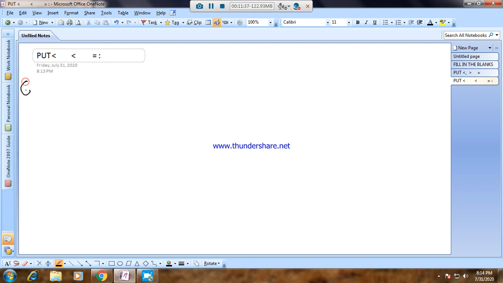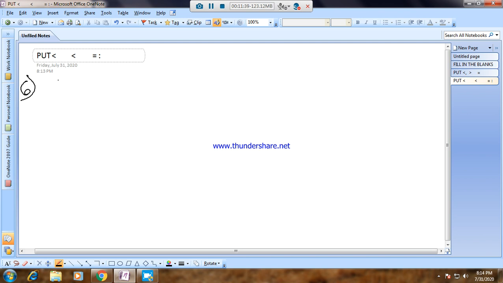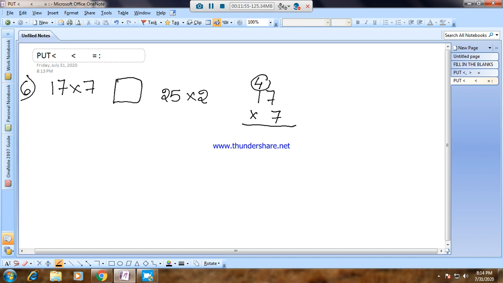We are left with one more question of this. 17 sevens are box, 25 twos are. So first we'll multiply 17 sevens. 7 sevens are 49, 4 carry, 9 down, 7 ones are 7 plus 4. 4 fingers open, 7 after, 8, 9, 10, 11.